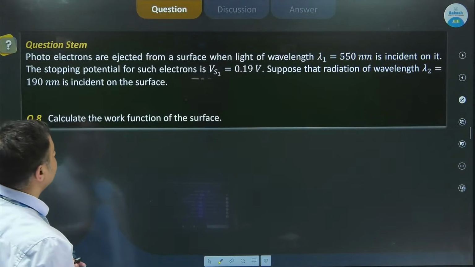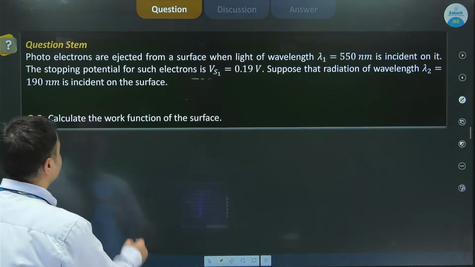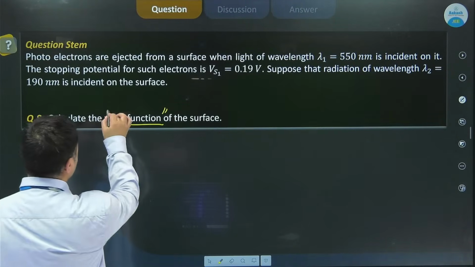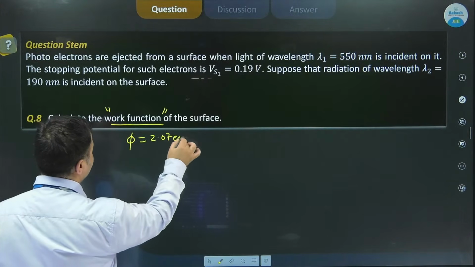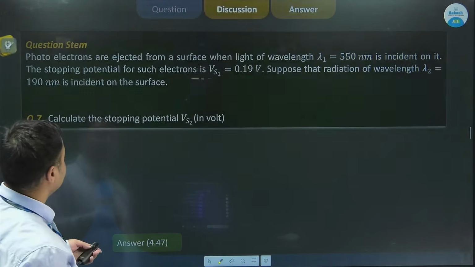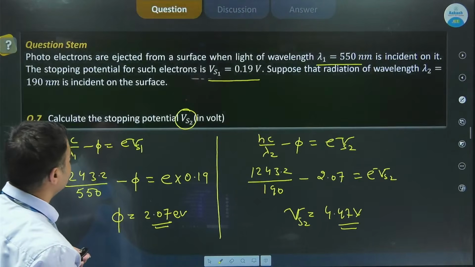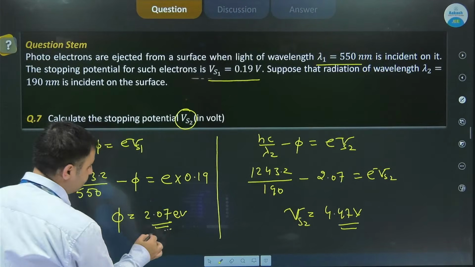Now in the second part of this question, calculate the work function. We already calculated it in the first part, and phi is 2.07 eV, which we had got. Yes, this 2.07 eV.